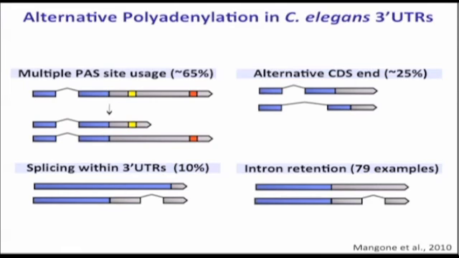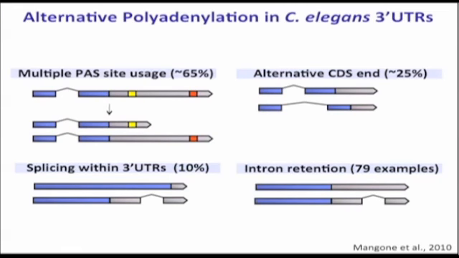But you can also have cases with alternative splicing, so you have different splice events that occur in the open reading frame that create frame shifts, and you end up with a different 3' UTR because the stop codon is now in a different position.